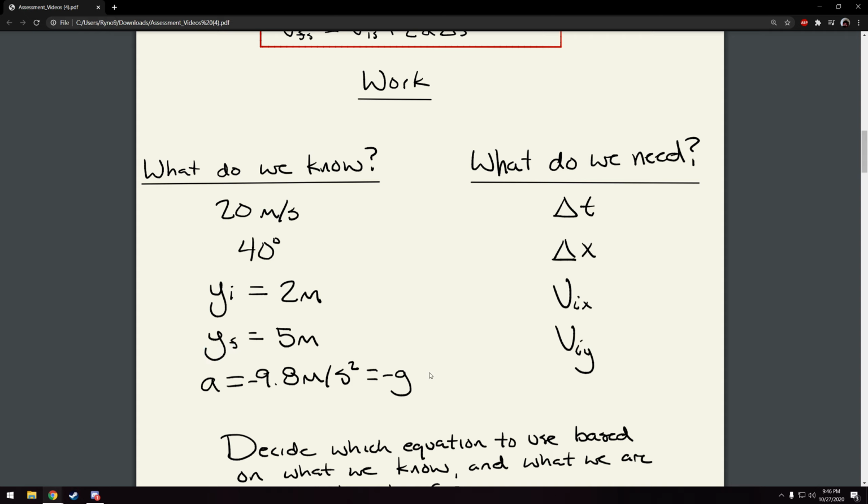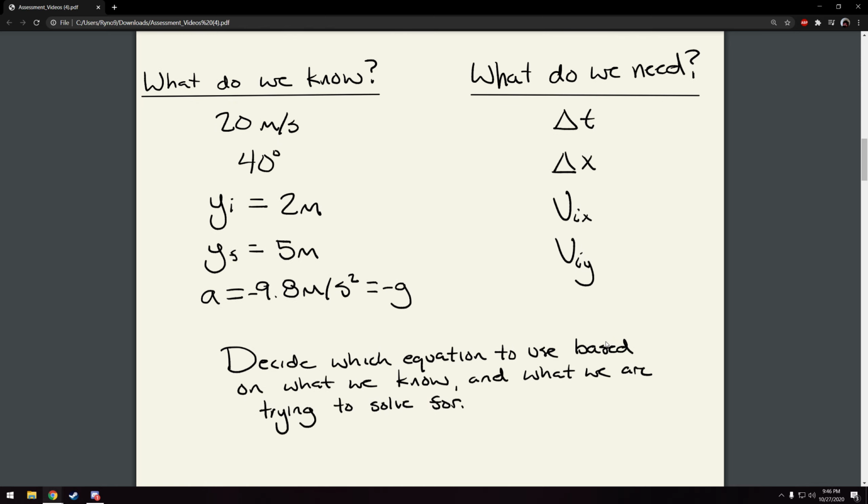What do we need? We need 4 things. We need a delta time, the time it takes for it to travel from his hand to the top of the 5-meter high roof. We need a delta x, which is the x distance from where the ball lands to where it was thrown. And we need the x component of the initial velocity, and the y component of the initial velocity, and you'll see later why we need that.